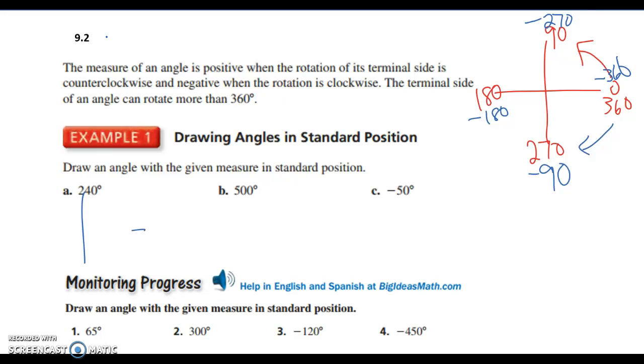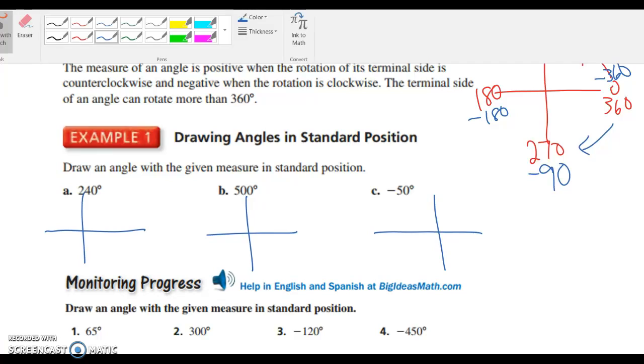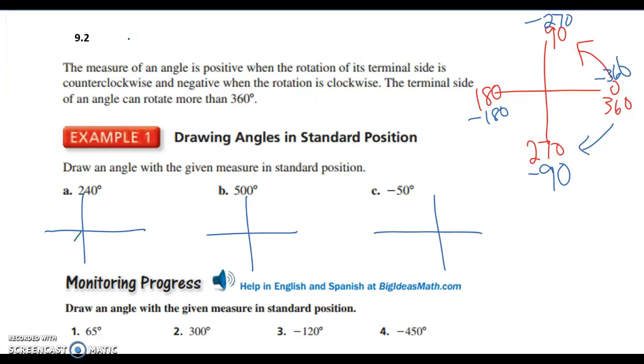So if I want to draw the angle 240, I would figure out that 240 is between 180 and 270. So my angle would be somewhere in here, and it would be going this way in the positive direction. Okay, so you can draw a little arrow to show that.